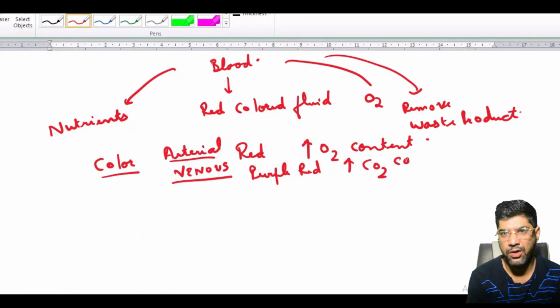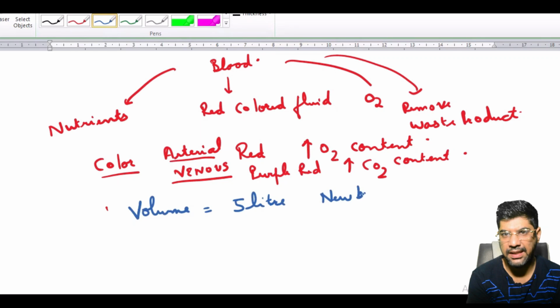The average volume of blood in a human adult is about 5 liters. In a newborn, the volume is around 450 ml and it gradually increases with growth and reaches 5 liters by puberty. For females, it is slightly less, around 4.5 liters. Blood constitutes about 8% of the total body weight.